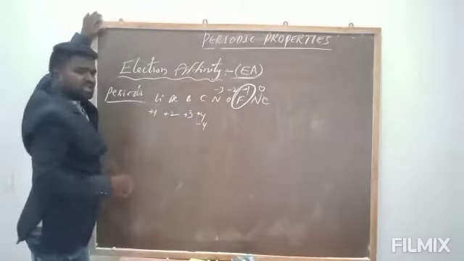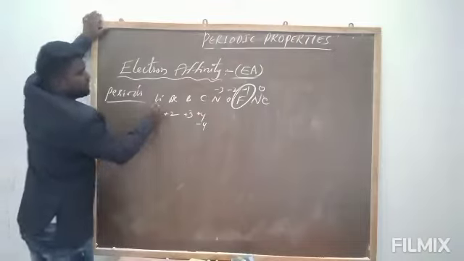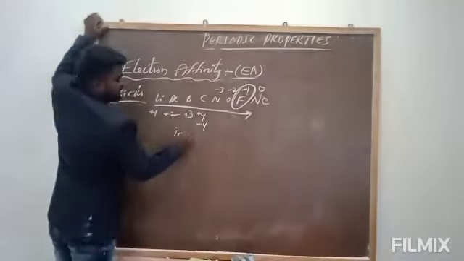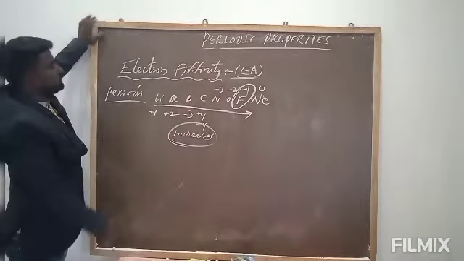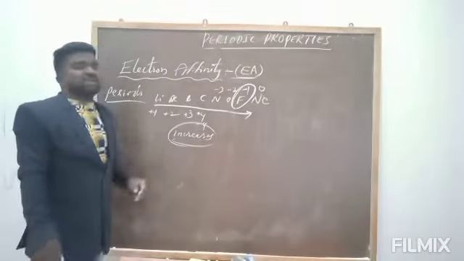Fluorine is the highest electronegative element. So we are moving towards fluorine, so electron affinity will increase. Electron affinity will increase. This is how electron affinity varies in periods.